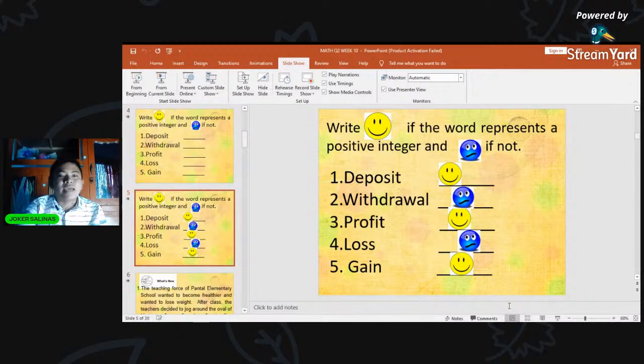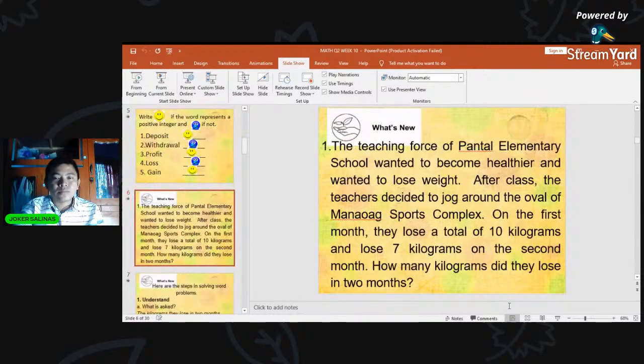Congratulations. Next, what's new? The teaching force of Pantal Elementary School wanted to become healthier and wanted to lose weight. So after class, the teachers decided to jog around the oval of Manawag Sports Complex. In the first month, they lost a total of 10 kilograms and lost 7 kilograms in the second month. How many kilograms did they lose in 2 months?